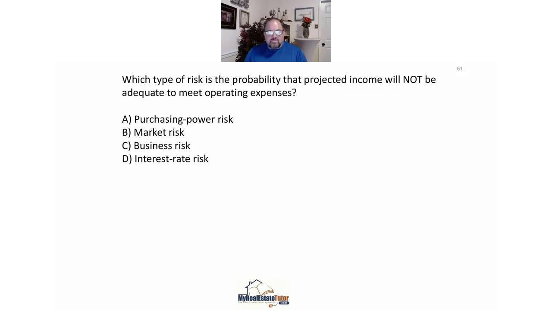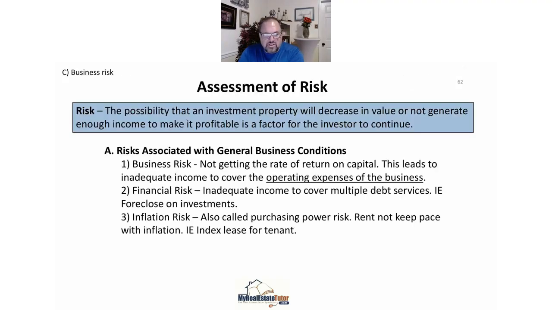We have a term called operating expense ratio. How much income am I making off the property and what percent goes to expenses? Okay. Anything below 85% is considered good. Okay. So we're talking about a risk probability. Okay. So let's look at this. Assessment of risk. Okay. Again, we're talking about investments. What is risk? How is it defined? The possibility that an investment property will decrease in value or not generate enough income to make it profitable is a factor that an investor must consider in order to continue with the investment.